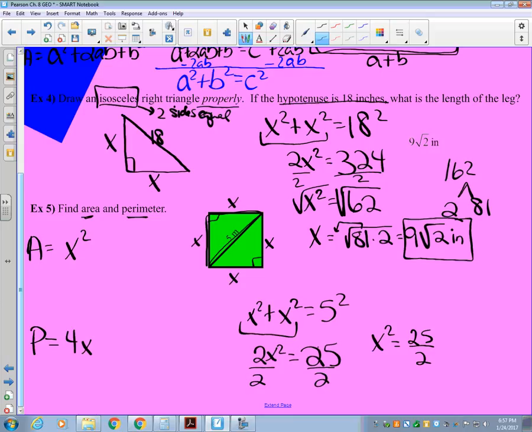Then we're going to take the square root of both sides. And we get x is equal to the square root of 25 over the square root of 2. We can't have a square root in the denominator. So we're going to get rid of that square root in the denominator by multiplying the top and the bottom by our denominator. When we do that, we get square root of 25 is 5 times the square root of 2.